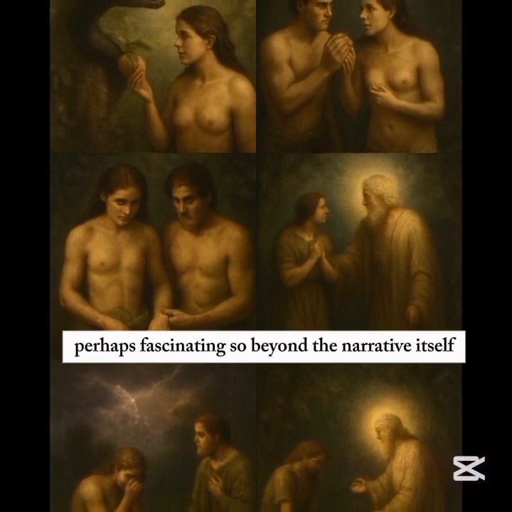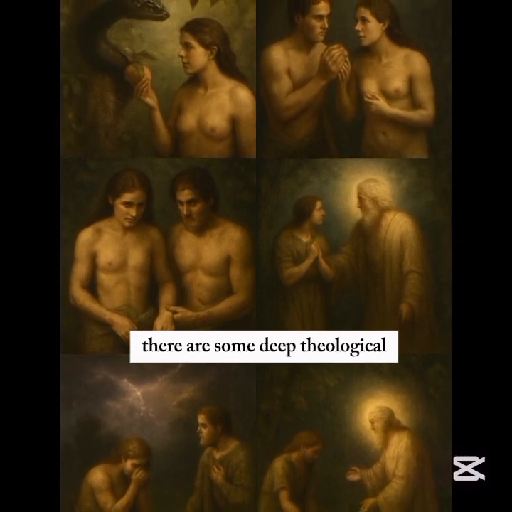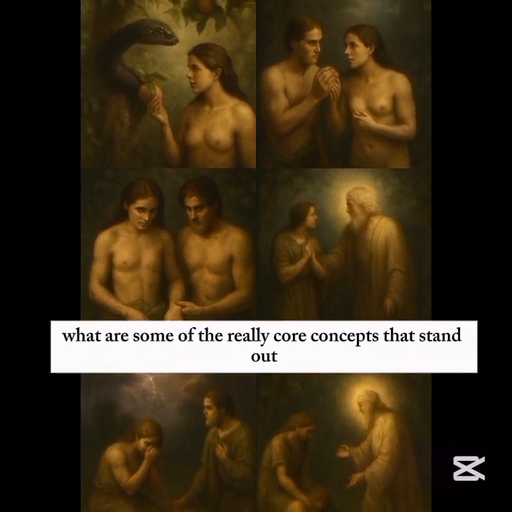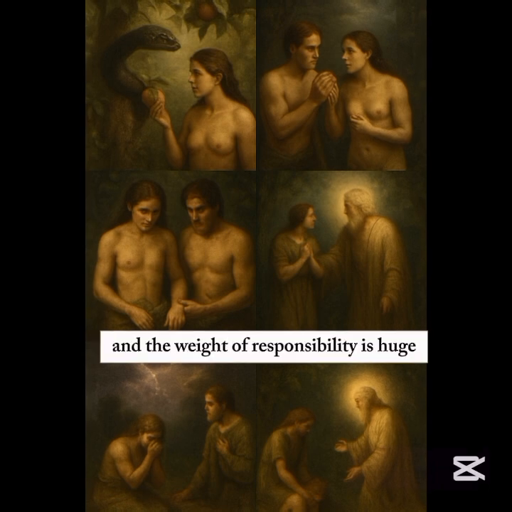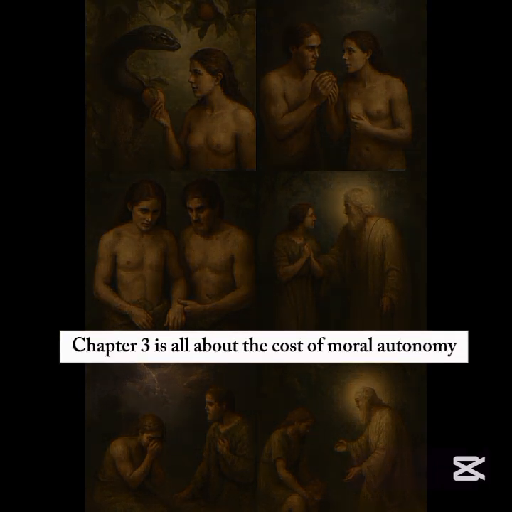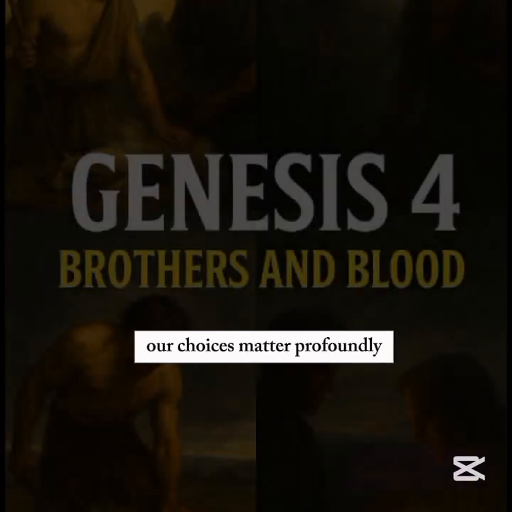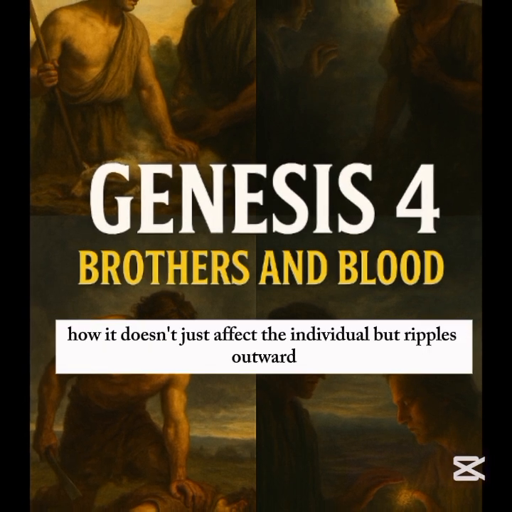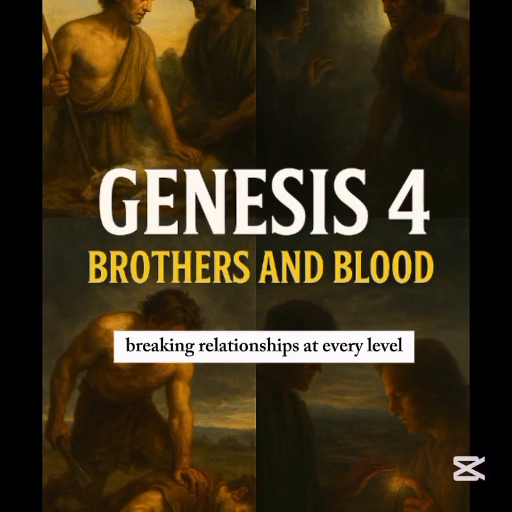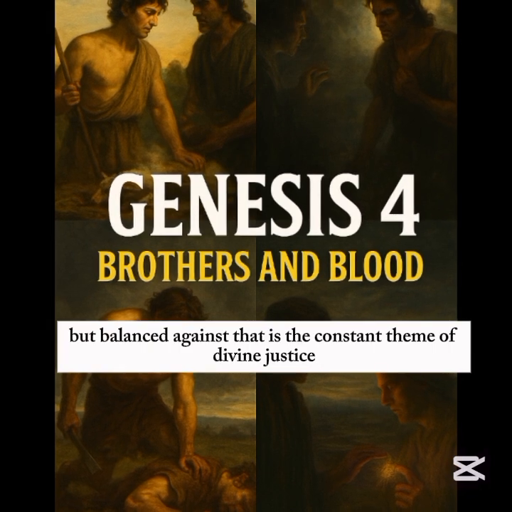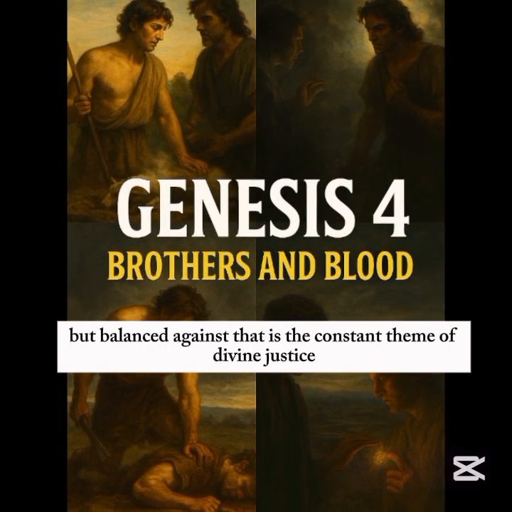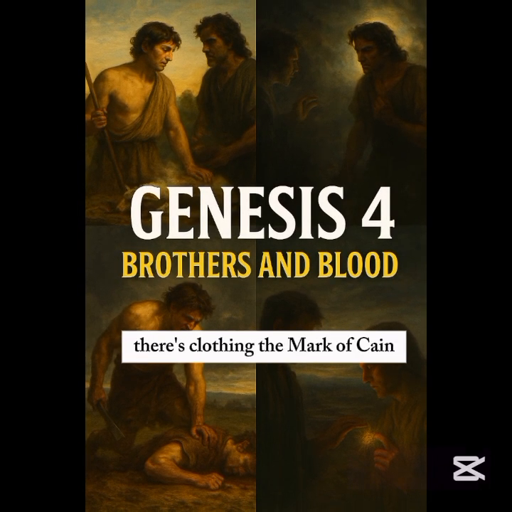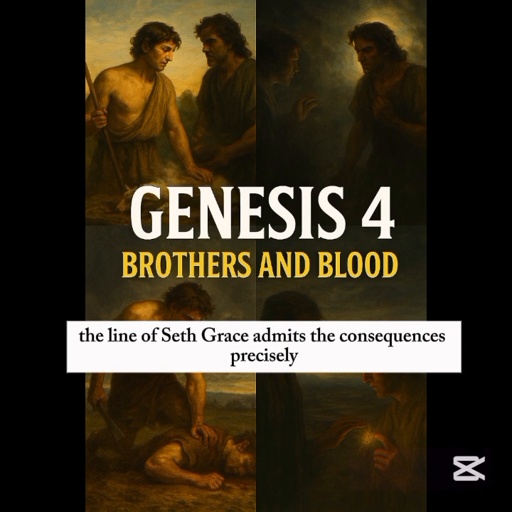Fascinating. So beyond the narrative itself, there are some deep theological, even philosophical ideas packed in here. What are some of the really core concepts that stand out? Oh, several. The whole idea of human freedom and the weight of responsibility is huge. Chapter 3 is all about the cost of moral autonomy. Our choices matter profoundly. Then there's the pervasive impact of sin, how it doesn't just affect the individual, but ripples outward, breaking relationships at every level. God, family, nature. Right. But balanced against that is the constant theme of divine justice tempered by mercy. God judges, yes, but doesn't wipe humanity out. There's clothing, the mark of Cain, the line of Seth. Grace amidst the consequences. Precisely.